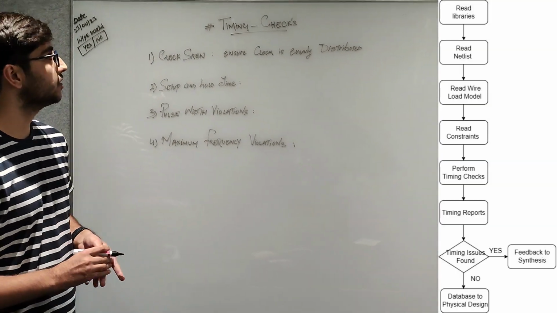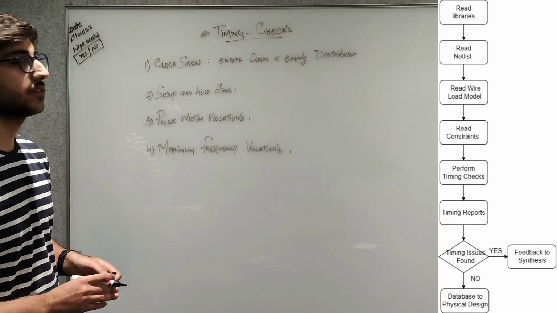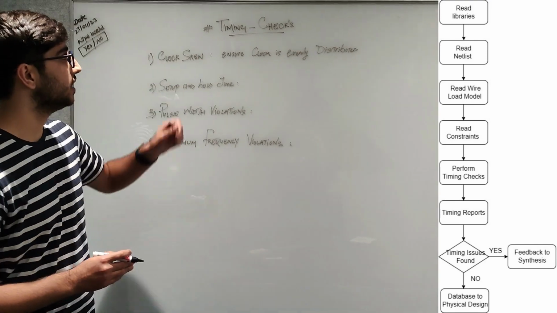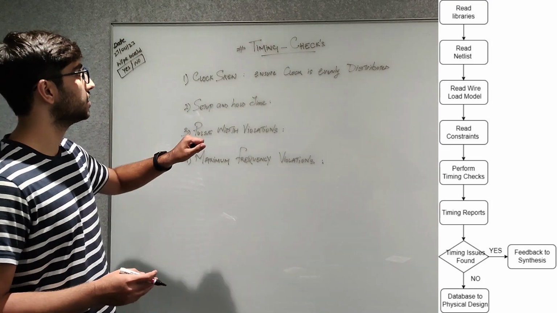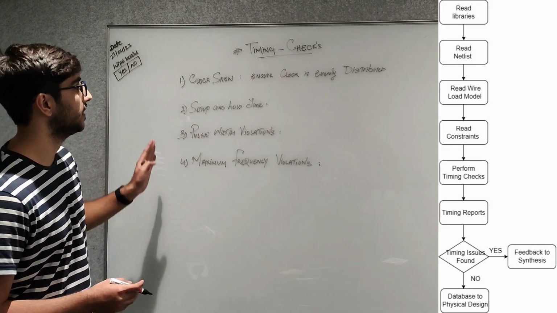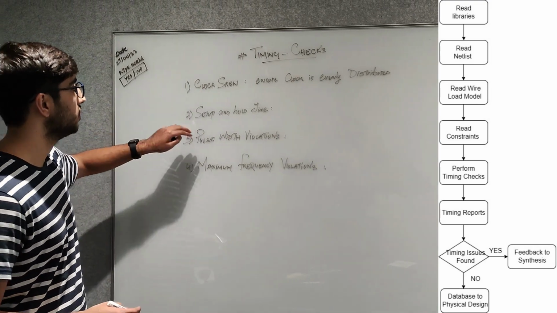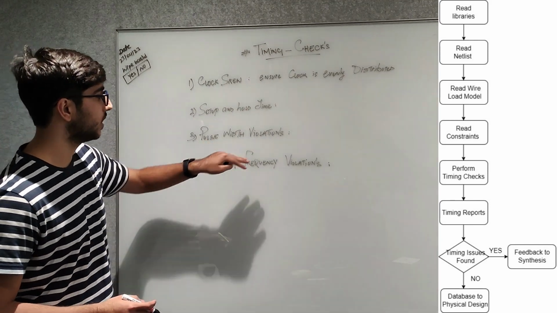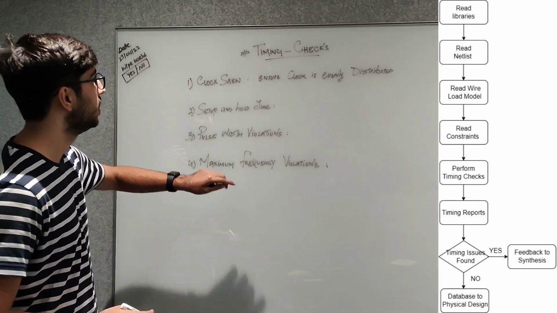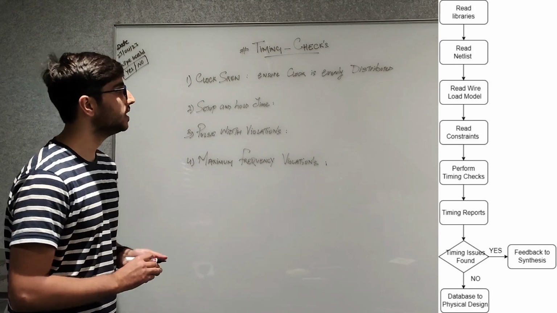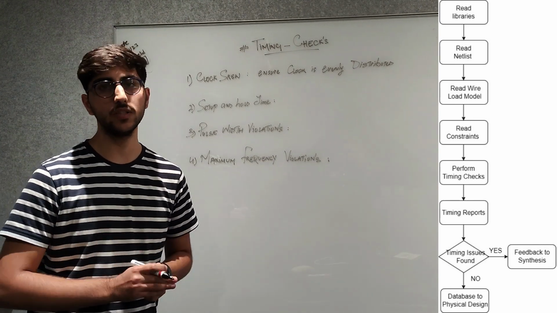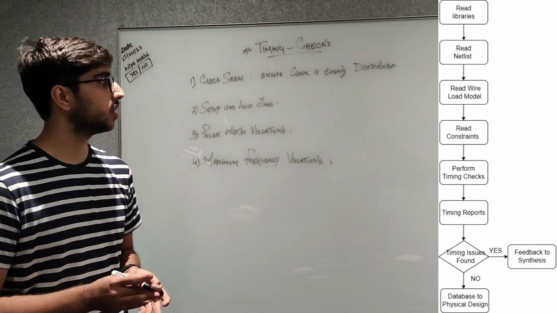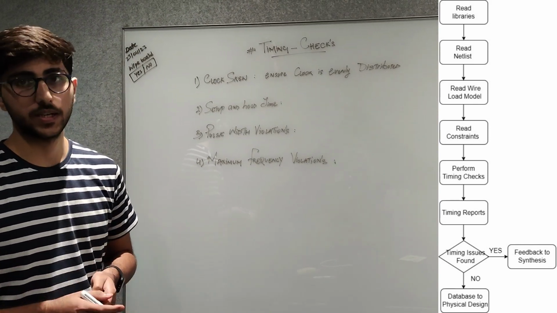So now let's quickly see what is involved in the timing checks. Firstly, timing checks are a very crucial step in the STA flow analysis. Let's see what factors consist under timing check. There are some factors which I listed down: clock skew, setup and hold time, pulse width violations, and maximum frequency violations. First, coming to clock skew, it means that we have to ensure that the clock is evenly distributed to all the modules, blocks, registers, or flip-flops present in the design.